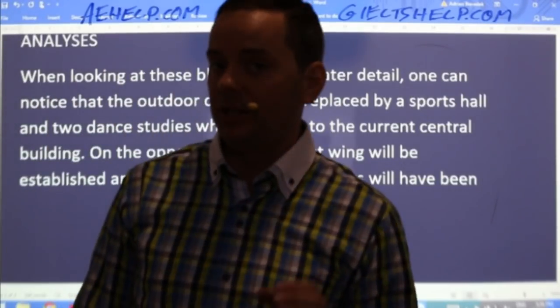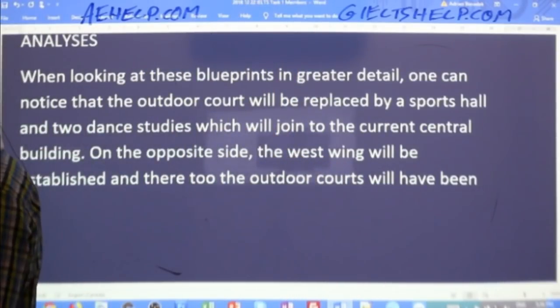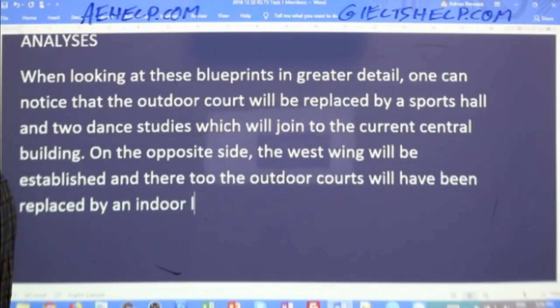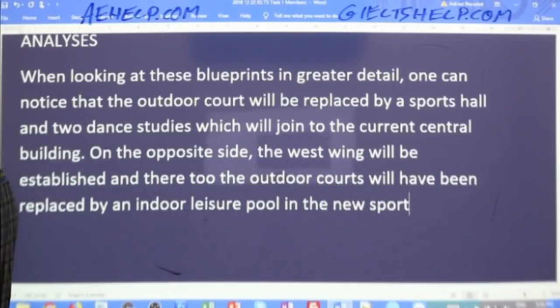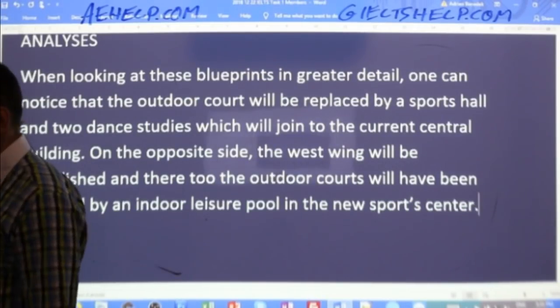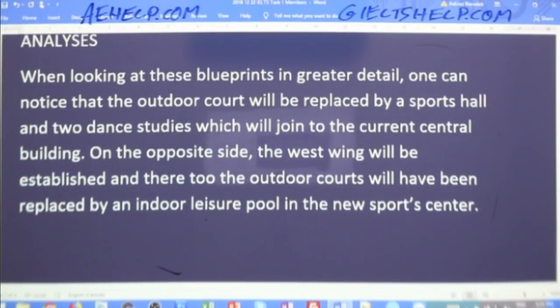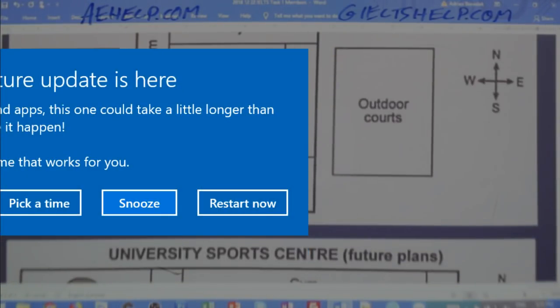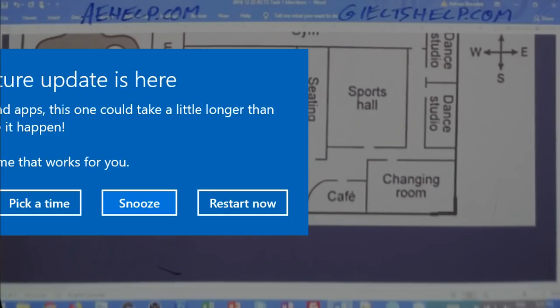If you're not using grammar correctly, you're not getting points, you're losing points. So don't make mistakes. Practice correct grammar. On the opposite side, the west wing will be established, and there too the outdoor courts will have been replaced by an indoor leisure pool in the new sports center. Boom, there you go. That's all that you need to do there. So we just knocked off number 2, right? We talked about this, we jumped from this to the other side, and we've crossed off this leisure pool.